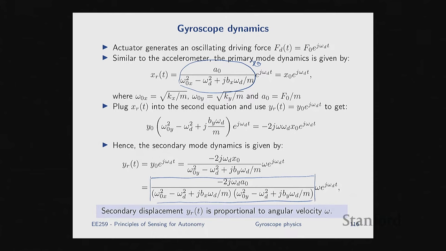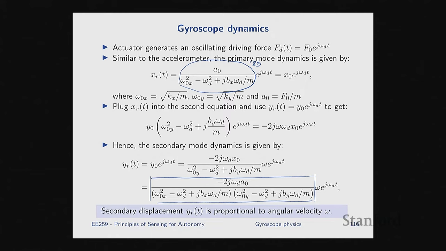We know a zero, that's just our F zero, which is the drive force over M. We know omega D, that's our drive frequency. Omega zero X and omega zero Y are known by the fact that we know the value of the proof mass and the spring constants. Bx and By are just damping factors. So all of this is just one constant. E to the j omega dt is also a complex exponential with a known frequency.